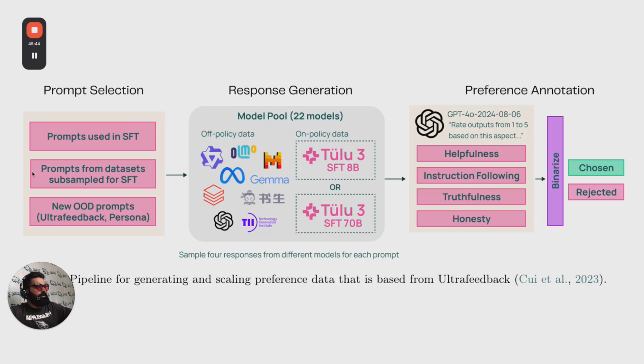So here's the summary of prompt selection. We have some prompts that are used in SFT. We have prompts that were sampled from datasets that were going to be used in SFT, but we ended up not using them for whatever reason. So we're going to use those unused SFT prompts as well. And then they have some new out-of-domain prompts from UltraFeedback and some persona prompts. We generate responses with off-policy models as well as our on-policy model. And then we annotate with GPT-4o 1 to 5 scores, and then binarize them into chosen and rejected pairs.